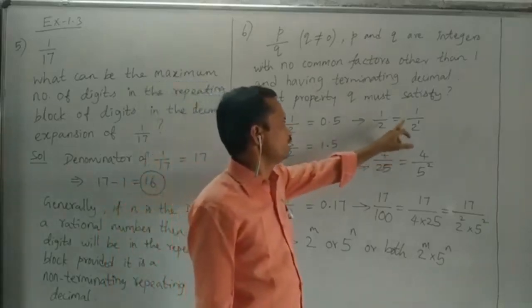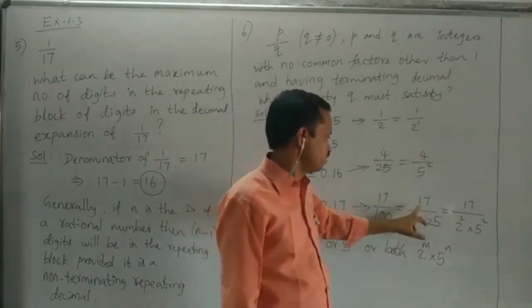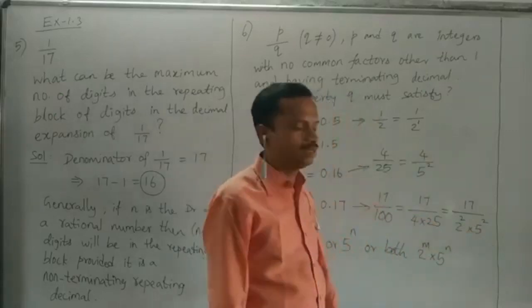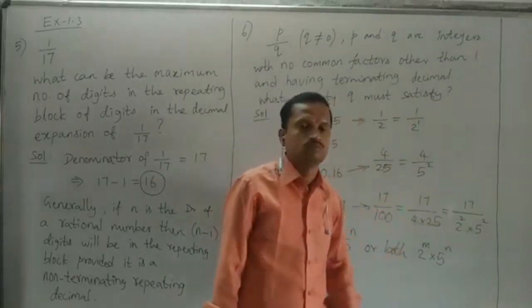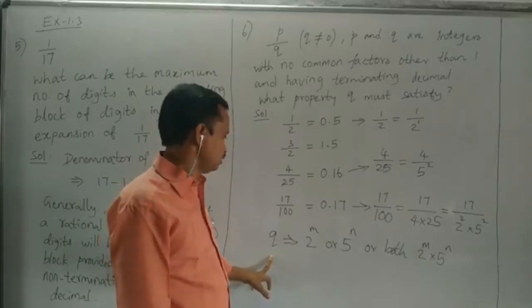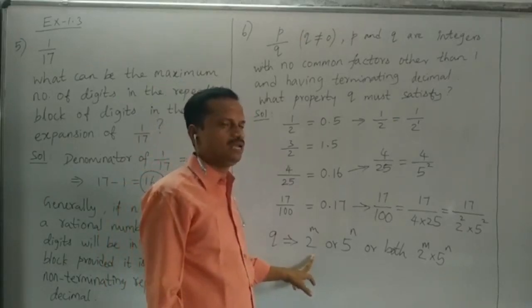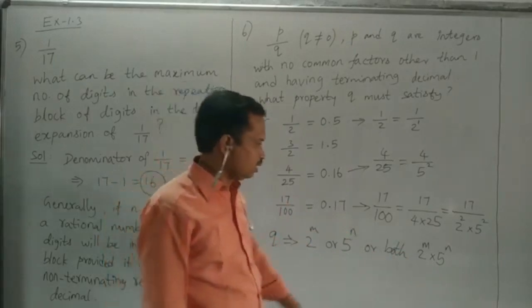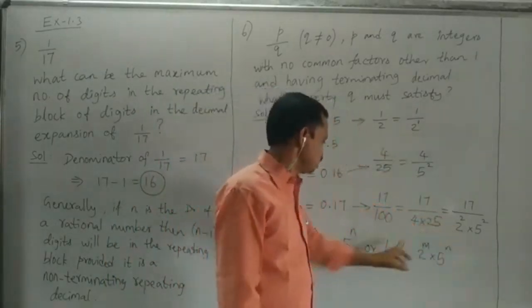1 by 2 you can write as 1 by 2 power 1. 4 by 25 you can write as 4 by 5 square. 17 by 100 you can write as 17 by 4 into 25, where 4 is 2 square and 25 you can write as 5 square. So in all these, look at the denominator: here 2 power 1, here 5 power 2, here 2 power 2 into 5 power 2. That means any rational number which is terminating, then the denominator q will be of the form 2 power m, that means 2 is the base with any power, or 5 power n, or both 2 power m into 5 power n. So 2 with any power and 5 with any power. Like that you see here, here and here. So these are the properties of q.